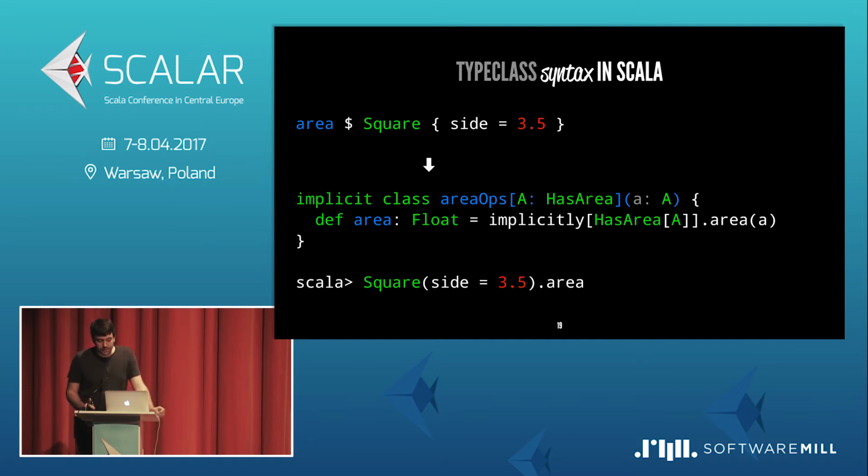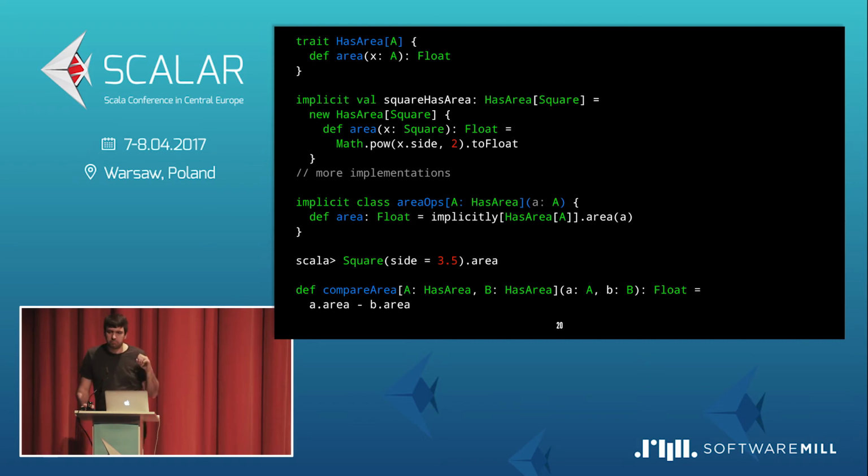And what we do here is we say that we have an implicit conversion from any type that supports the operations in a HasArea to this new implicit class that directly supports the operation area. And so once we have these in scope as well, we are able to call area on it. So there's a bit of boilerplate, as you can see. Here's a complete example. We have the trait definition, one implementation for square. Obviously, we can have more, one per type that we want to support.